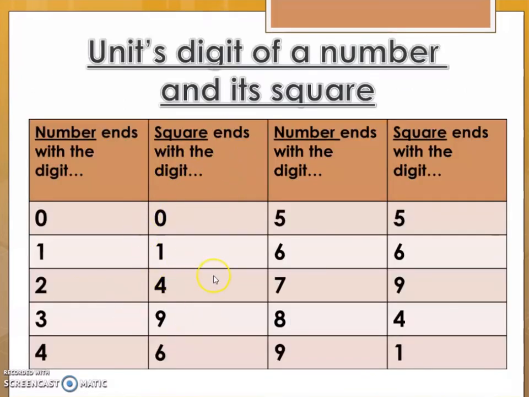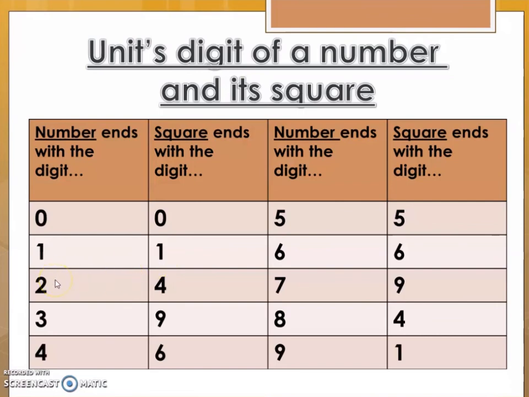Now next very important thing is units digit of a number and its square, the relation between that. That means if you are given a number, a very big number, but the units digit you are going to check. I am only talking about the digit which is in the ones place or the ending digit. So if the number ends with these digits, the second column shows you the square of the number will end with which digit. So if the number is ending with 0, square will also end with 0. If the number ends with 1, then square will end with 1.